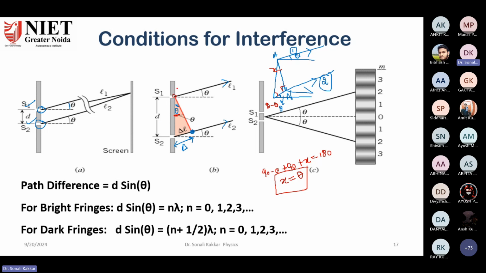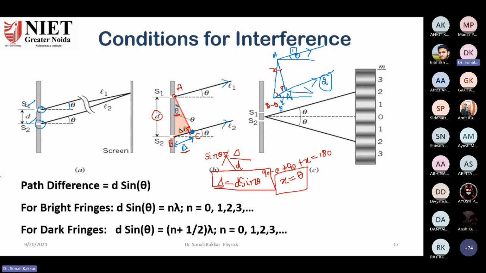Now in this triangle ABC, using the sine theta expression, we can calculate the path difference delta between rays 1 and 2. Sine theta is equal to perpendicular upon hypotenuse. The perpendicular is this delta. What is the hypotenuse? The distance between the slits, small d. So delta, which is the path difference between the two rays 1 and 2, is equal to d sine theta.